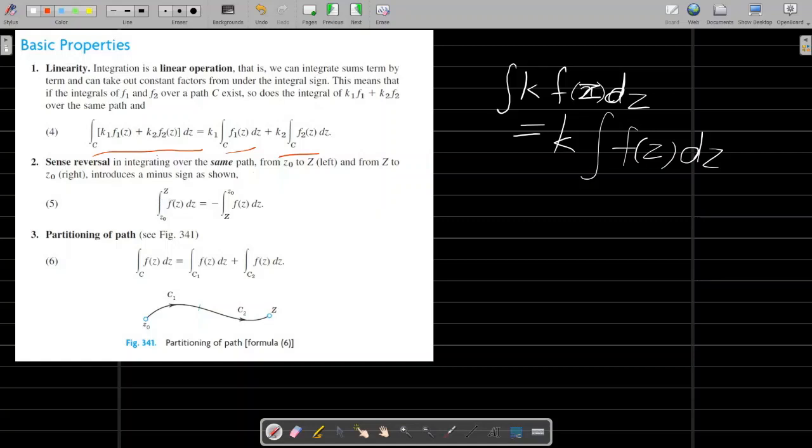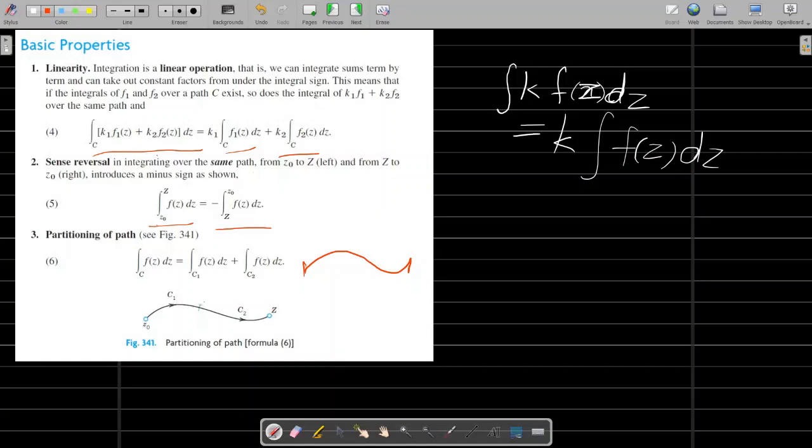Second is sense reversal. We have already studied this in the real case. That is, the integral from a to b of f of x dx is equal to minus the integral from b to a of f of x dx. That whole property holds good in the case of complex functions also. That is, the integral from z naught to z of f of z dz is equal to minus the integral from z to z naught of f of z dz. The third property is partitioning. So suppose I have a curve like this, the integral over C of f of z dz. I am taking the integral over some curve C.